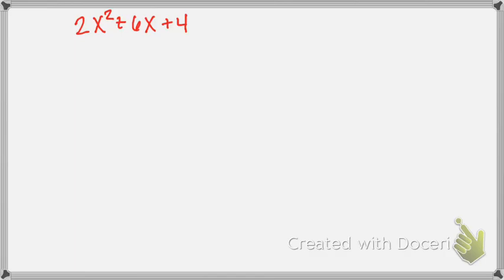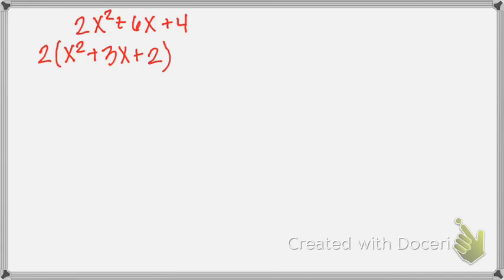What am I looking for first? What do I look for first before I do anything ever? GCF. Is there a GCF in this? Yes. What can I pull out? 2. So I have 2 times x squared plus 3x plus 2. Now I have a leading coefficient of just 1, so it made it way easier.